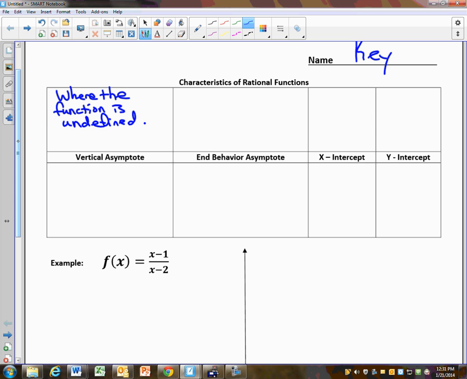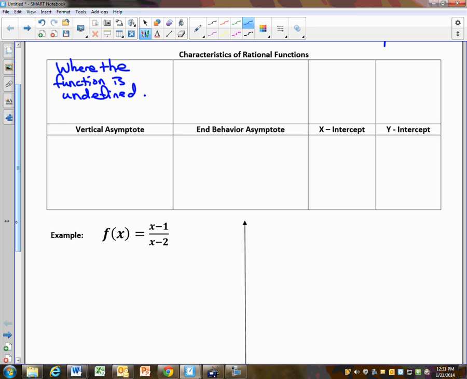So, for example, rational functions, if you want to find where it's undefined, what part do you look at, the numerator or the denominator? Denominator, you set it equal to 0. x minus 2 is equal to 0. You solve and you get x is equal to 2. So you have a vertical asymptote at x equals 2. That's a really important part of the graph. So that's one part we're going to look at. Any questions how I got that?